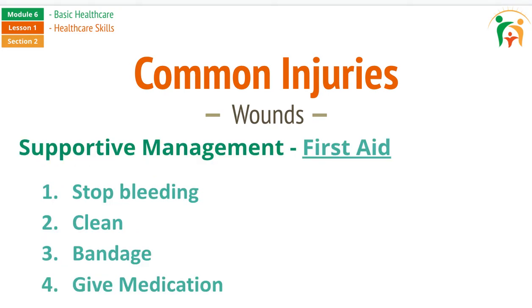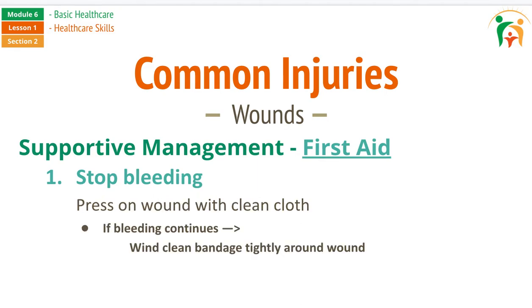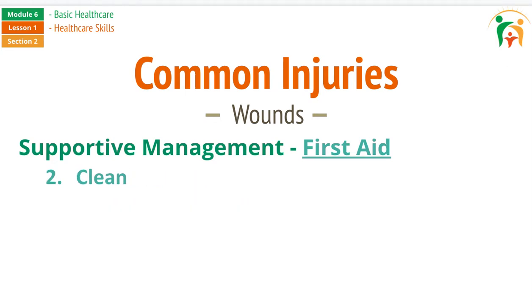Supportive management for first aid on wounds: stop bleeding, clean, bandage, give medication. Stop bleeding: press on the wound with a clean cloth. If bleeding continues, wind a clean bandage tightly around the wound. If bleeding still continues, wind a second clean bandage tightly over the first. If tight bandages are needed to stop bleeding, do not remove the bandage.